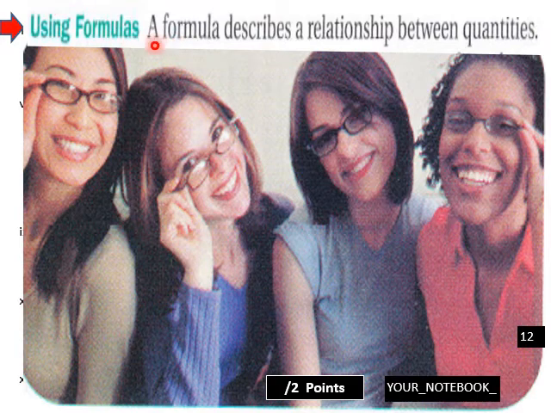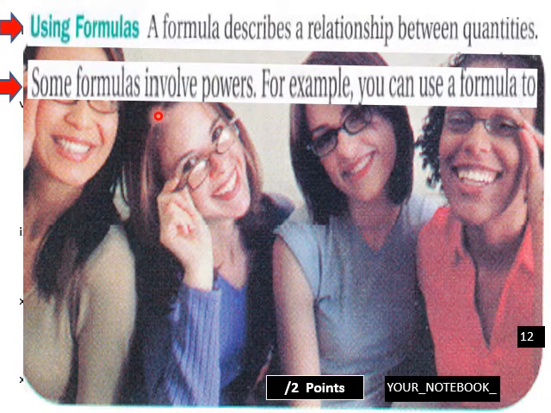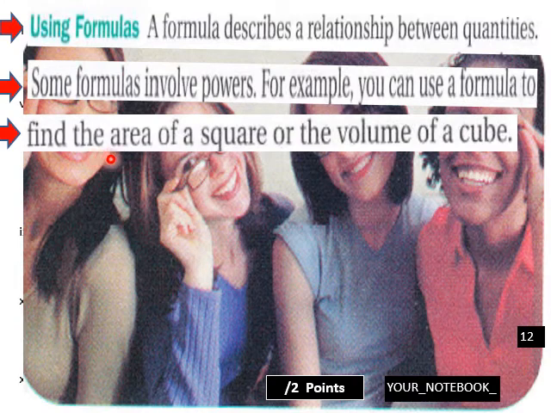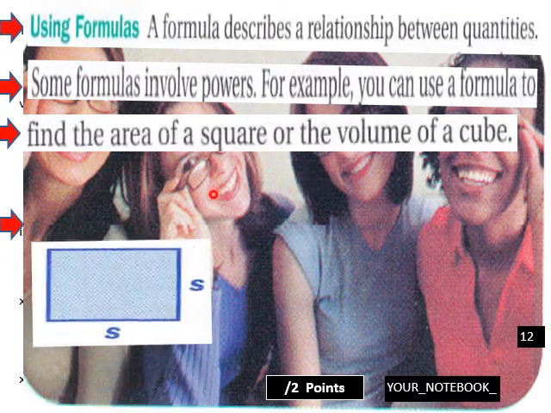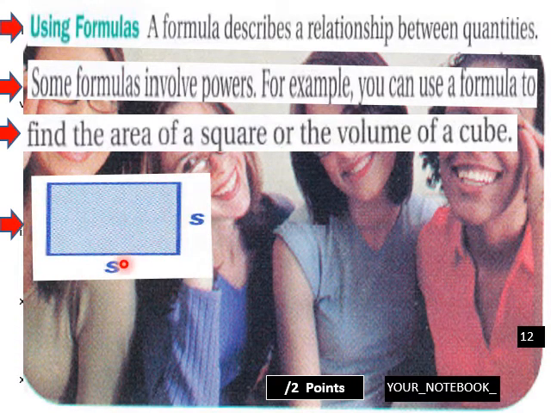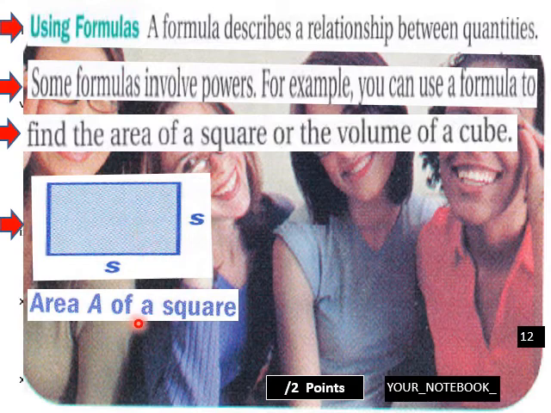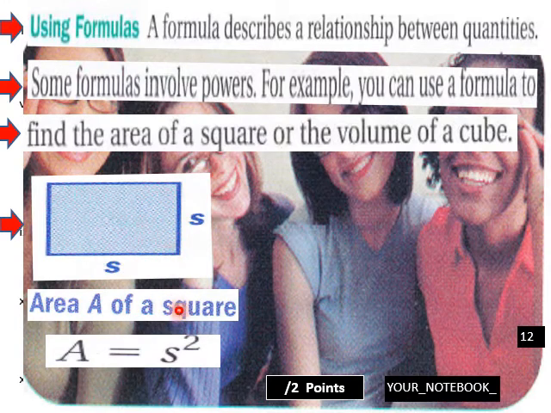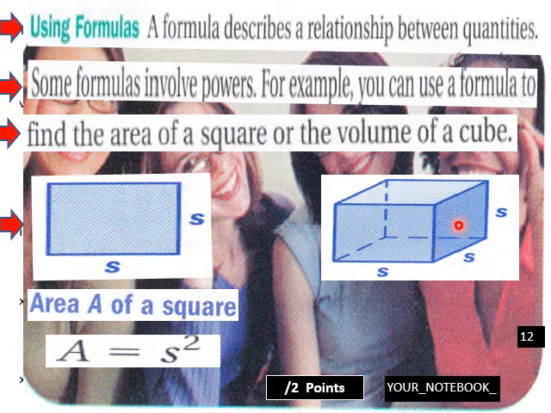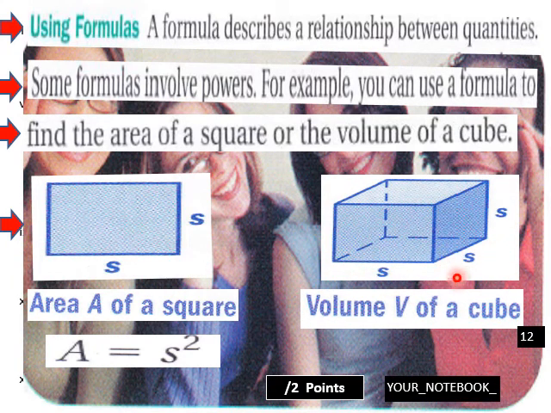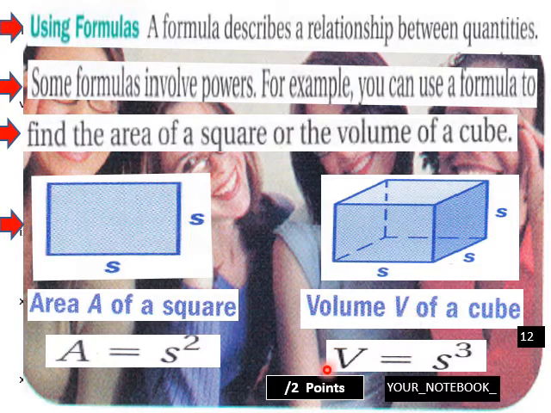Using formulas. A formula describes a relationship between quantities. Some formulas involve powers. For example, you can use a formula to find the area of a square or the volume of a cube. So S, this is the area A of a square. So it'd be S squared would be the area of a square. And then here we have what looks like a cube, volume V of a cube. Would the volume be S cubed here?